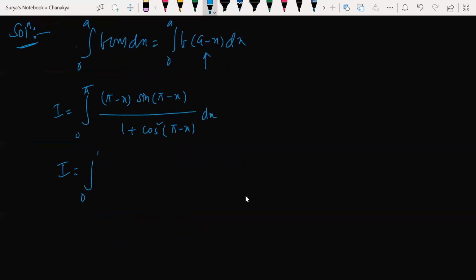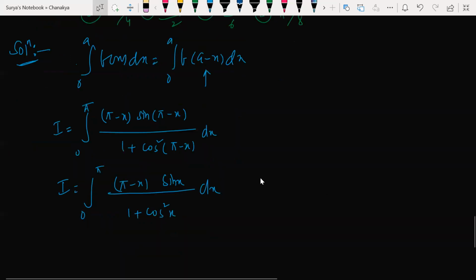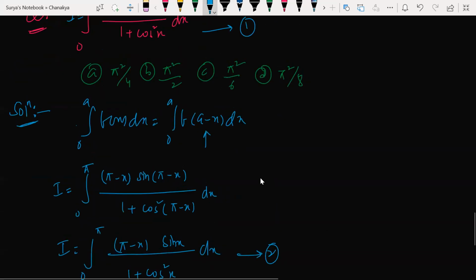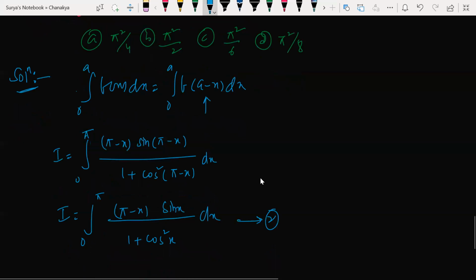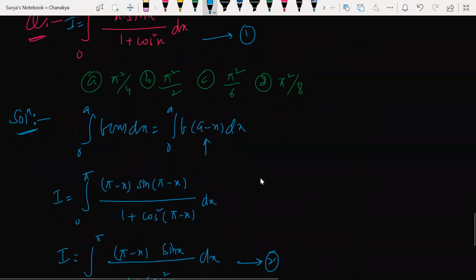Look at this: 0 to pi, (pi minus x) as it is. Sin of 180 minus theta is what? Sin theta only. So sin x divided by 1 plus cos of 180 minus theta, which is minus cos only, so cos x into cos x, cos square x, dx. This is my second equation. Look at the first and second equations. Both the denominators are the same.